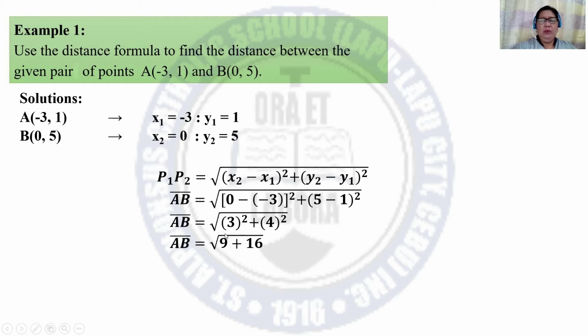The square of 3 is 9. The square of 4 is 16. Add 9 and 16, it is 25. So the square root of 25 is 5. So the distance from A to B is equivalent to 5 units.